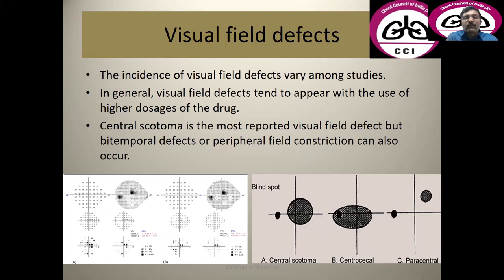The incidence of visual defects varies among different studies. In general, visual field defects tend to appear with the use of higher doses of ethambutol. The central scotoma or the central cecal scotoma is the most common visual defect seen, but sometimes you can see other field defects like peripheral field defects, bitemporal defects, and many sorts of field defects. In the bottom right corner of the picture, you can see the central and centrocecal scotoma, shown in pictorial form.